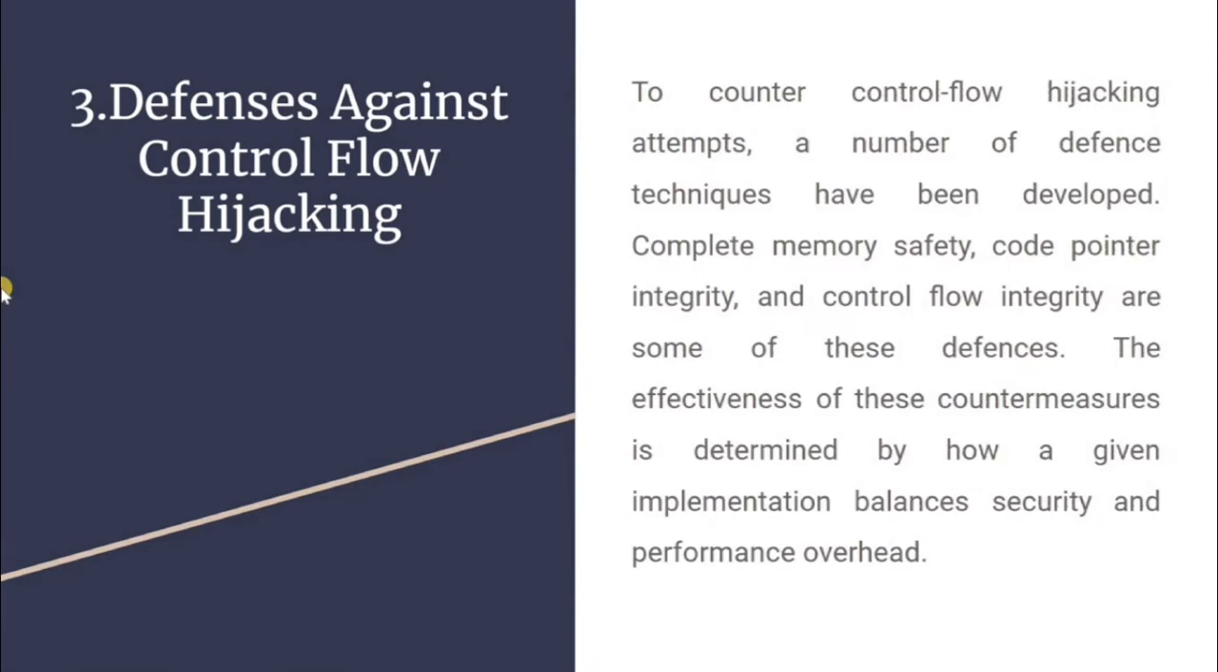Now we go to defenses against control flow hijacking. To counter control flow hijacking attempts, a number of defense techniques have been developed. Complete memory safety, code pointer integrity, and control flow integrity are some of these defenses. The effectiveness of these countermeasures is determined by how a given implementation balances security and performance overhead.